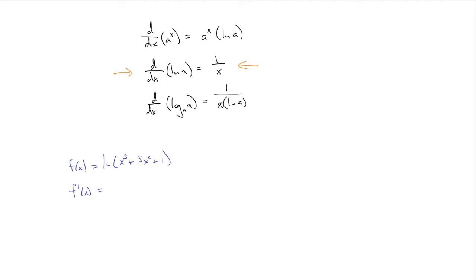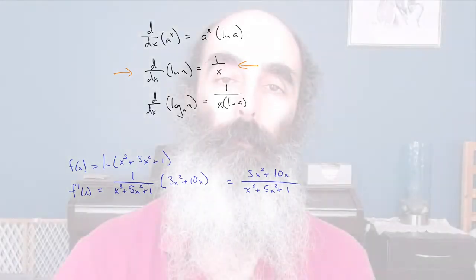So by the chain rule, we treat that function as if it were the variable, in which case the derivative would be 1 over that variable, and then we multiply by the derivative of the function that we just treated like a variable. And the derivative of x cubed plus 5x squared plus 1 is 3x squared plus 10x. And after we clean it up a little bit, we get this as the answer, 3x squared plus 10x over x cubed plus 5x squared plus 1.